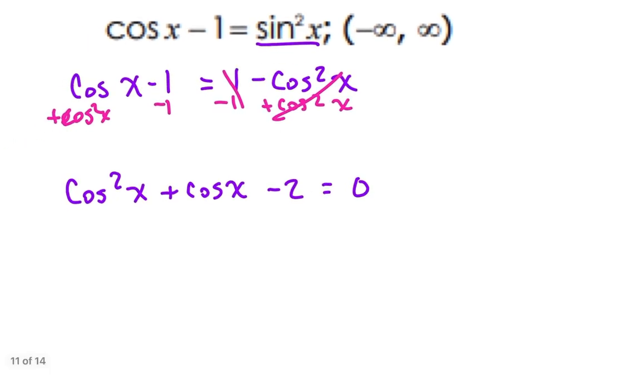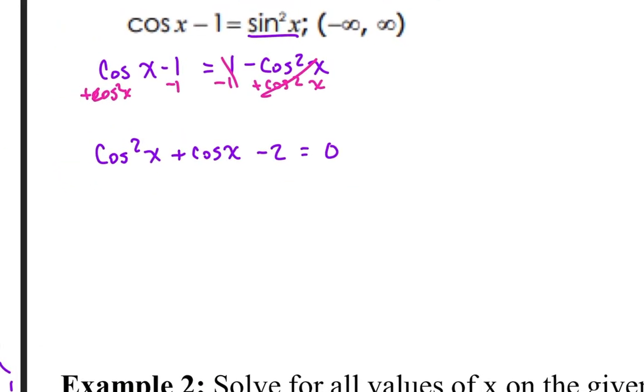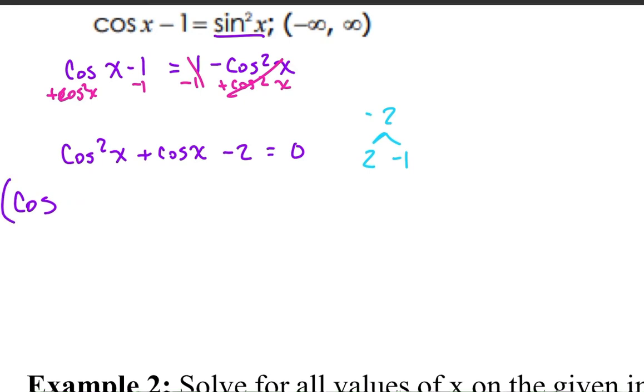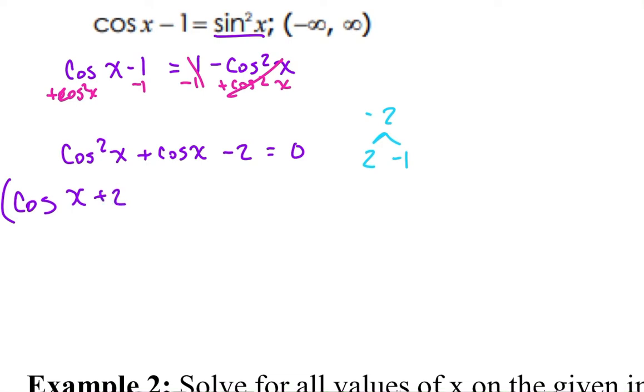And now I can go ahead and move into factoring and solving this like we were doing on the last page of notes. So in this case, I need 2 numbers that would multiply to make negative 2, but add up to make that positive 1 in the middle. So I know it's going to be positive 2 and negative 1. Let's factor that out. Cosine of x plus 2 and cosine of x minus 1 equals 0.